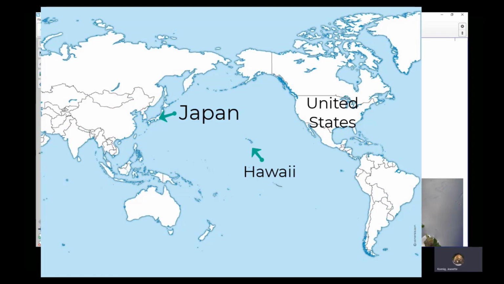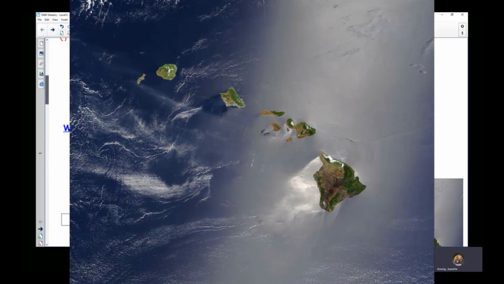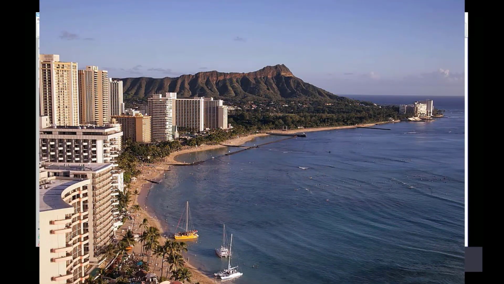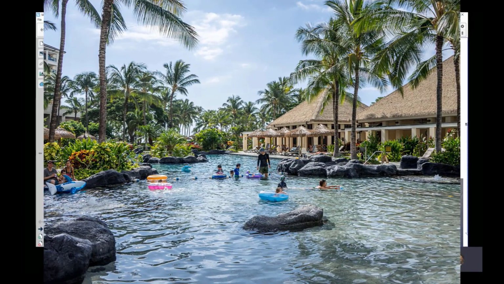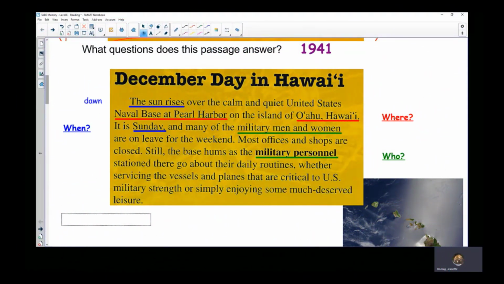Where is it? It's in Hawaii, and I think I even managed to get a little tiny picture of Hawaii. Wow. So we have a picture of Hawaii. That's the place that we are talking about. So this just gives you a little bit of context. There was one more question we could have answered.